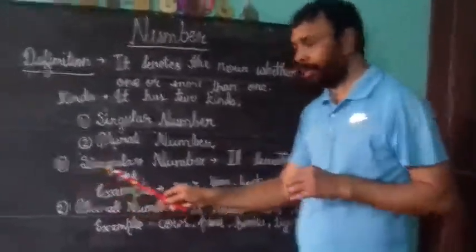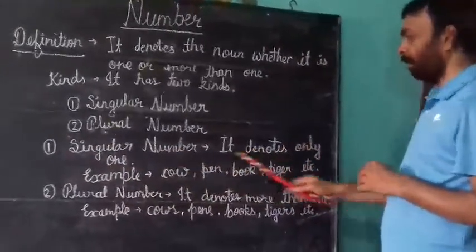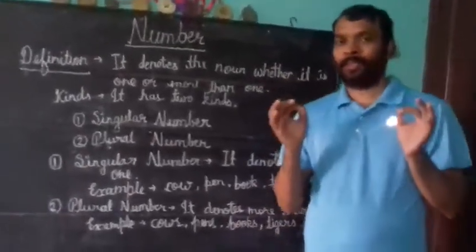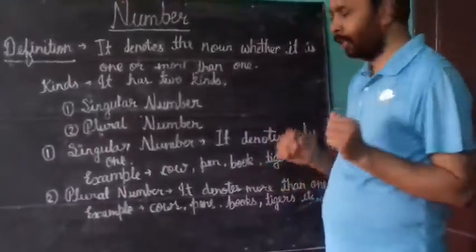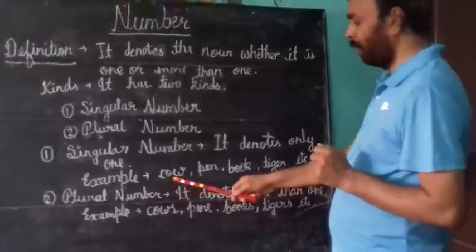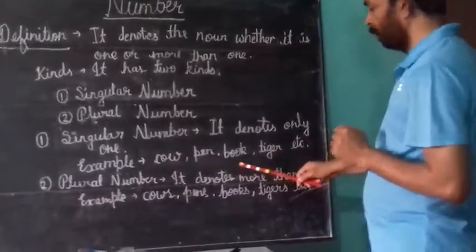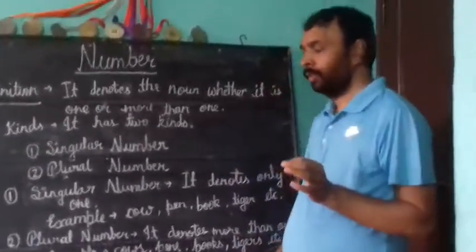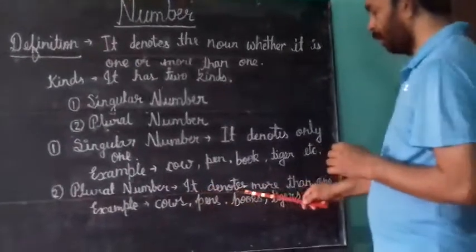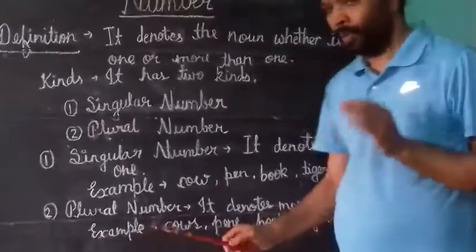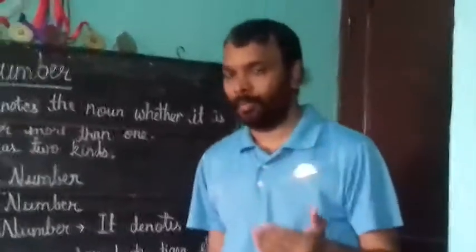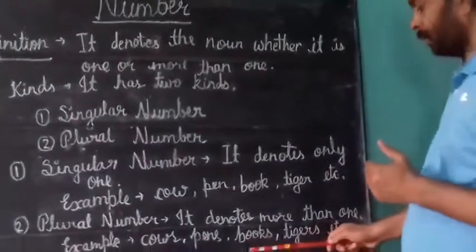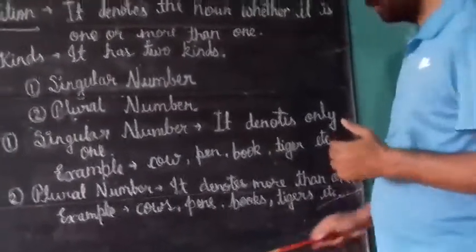First of all, we should know about singular number. It denotes only one. So the word by which only one is denoted is called singular number. For example: cow, pen, book, tiger, etc. Now we should come to plural number. It denotes more than one. When any word denotes more than one, that is called plural number. Example: cows, pens, books, tigers, etc.